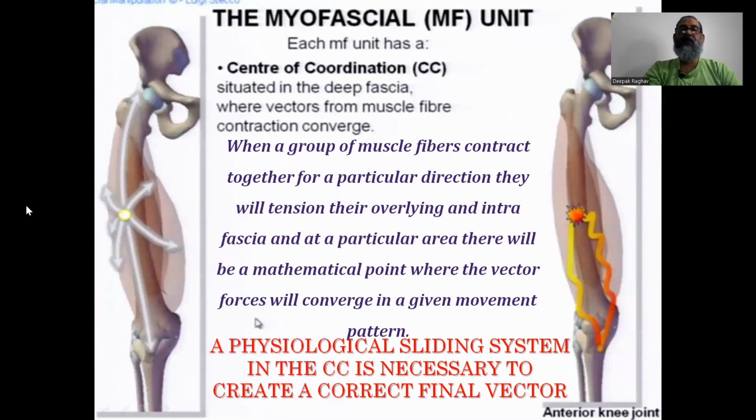Each myofascial unit has one center of coordination, which is situated in the deep fascia, where vectors from muscle fiber contraction converge. When a group of muscle fibers contract together in a particular direction, they will tension their overlying fascia and interfascia, and at a particular area there will be a mathematical point where the vector forces converge in a given movement pattern. A physiological sliding system in the center of coordination is necessary to create a correct final vector.